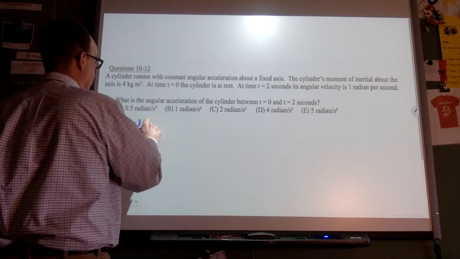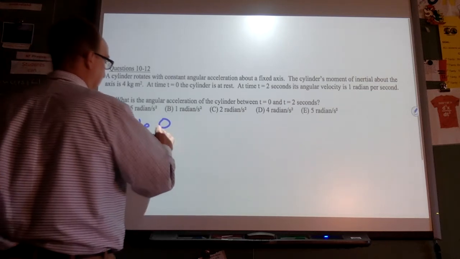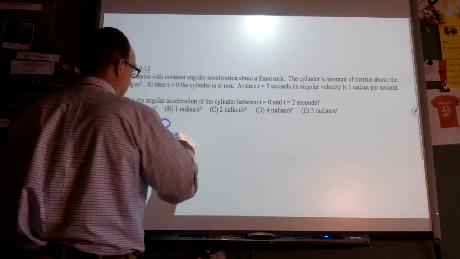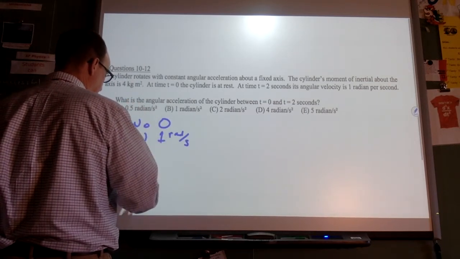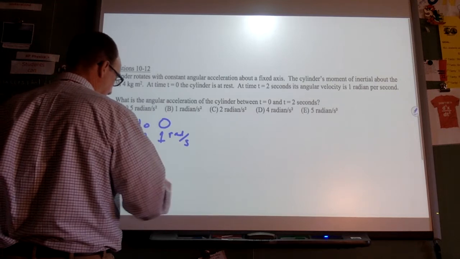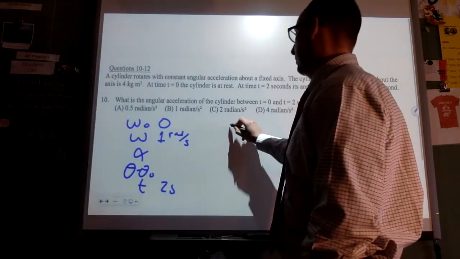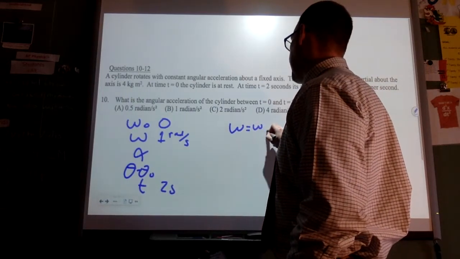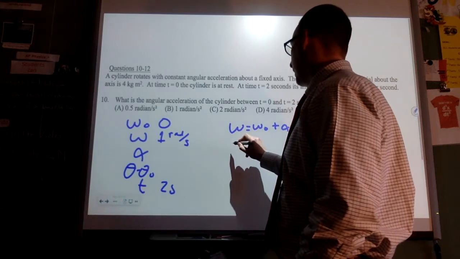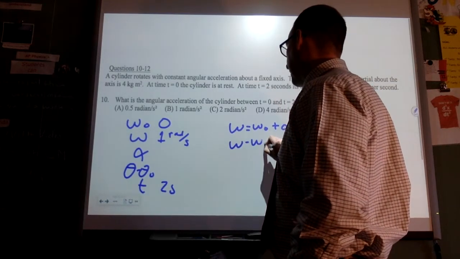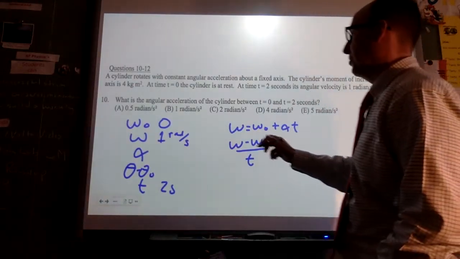So my initial velocity is 0. My final velocity is 1. I want to know what my acceleration is, and they give me time. So omega equals omega naught plus alpha t. And so we have alpha equals omega minus omega naught over t, which is going to be 1 divided by 2.